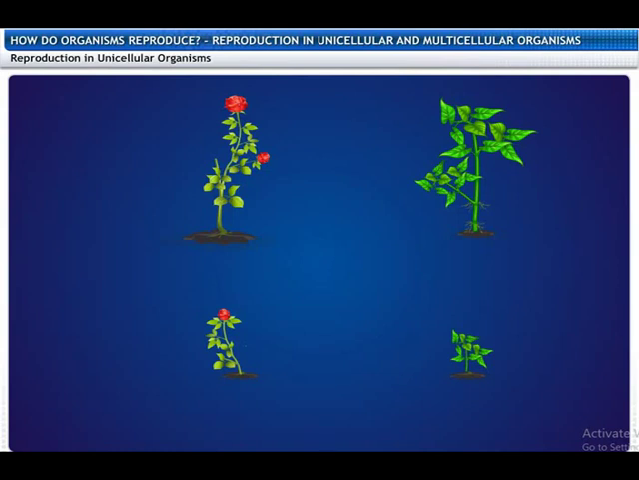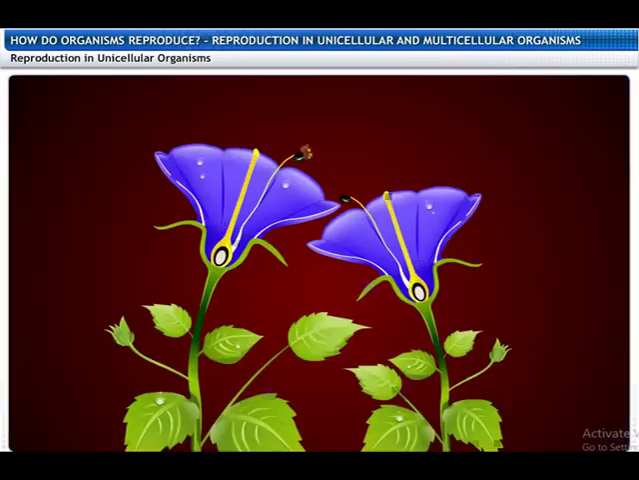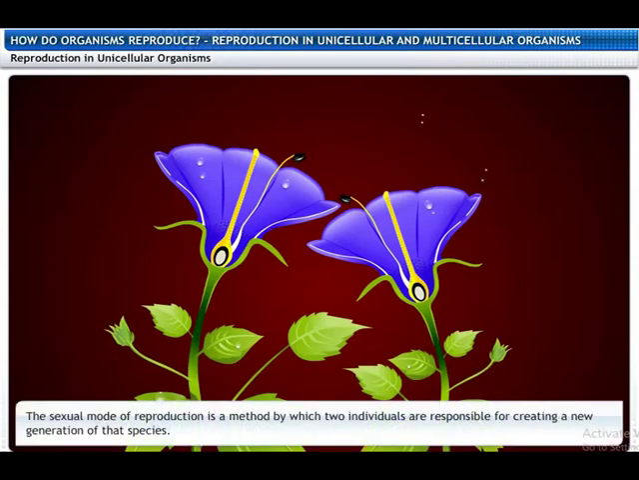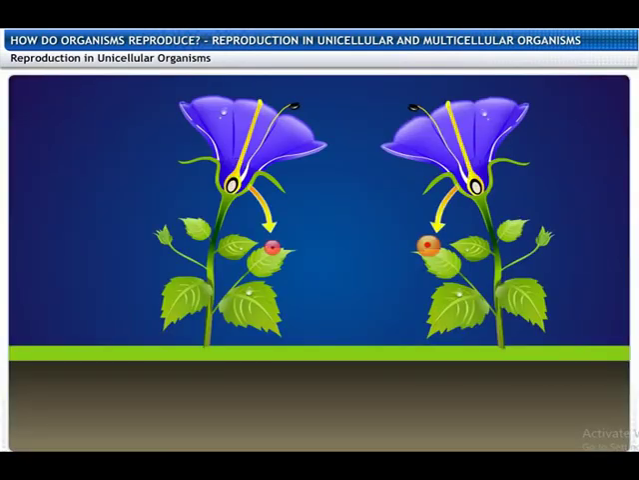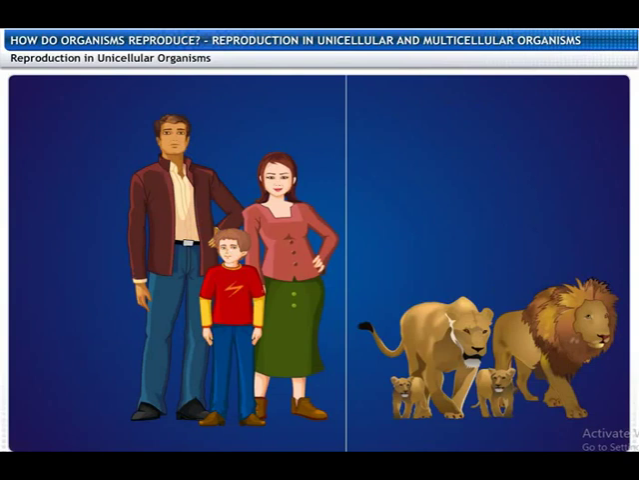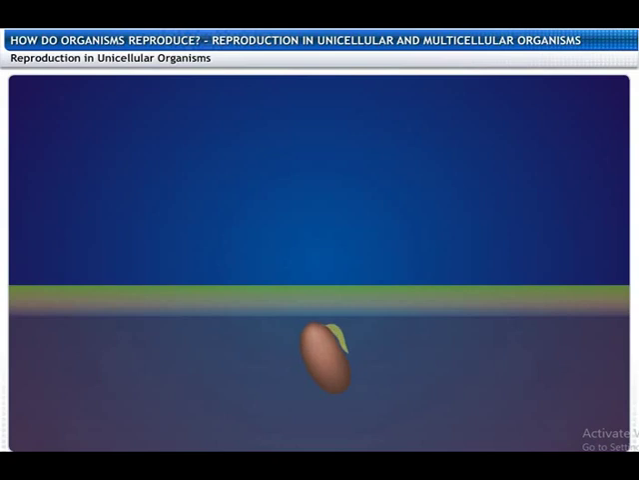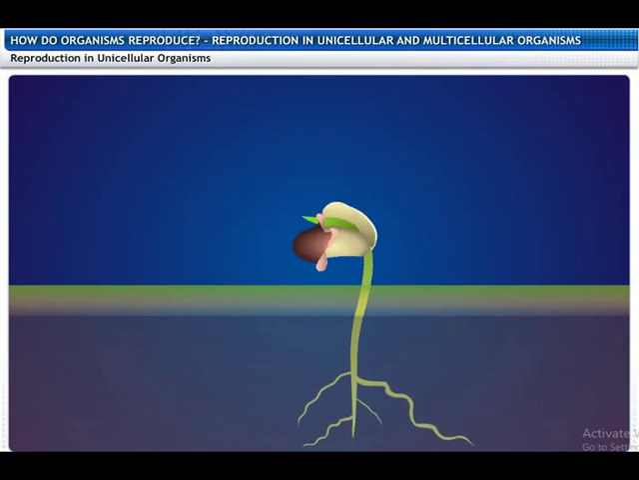For example, new plants are grown without the production of seeds. The sexual mode of reproduction, on the other hand, requires two individuals to create a new generation of that species. So, the germ cells of two parent plants are combined to create the seed for a new plant. That's how human beings and animals reproduce. In plants, this mode of reproduction produces seeds which lead to new plants.